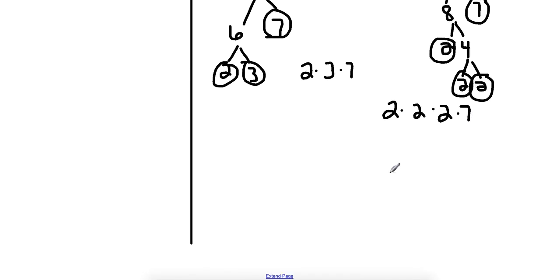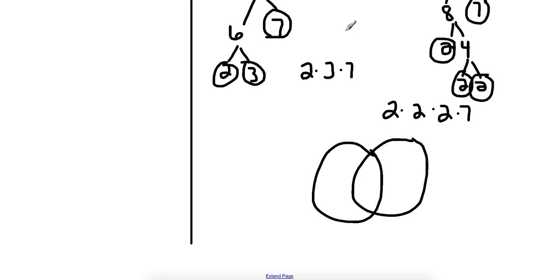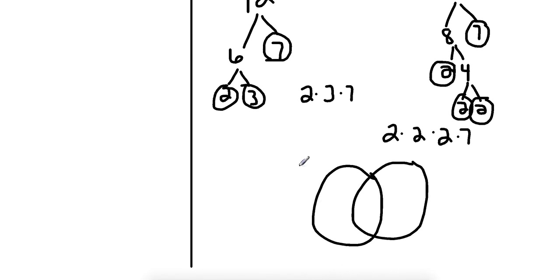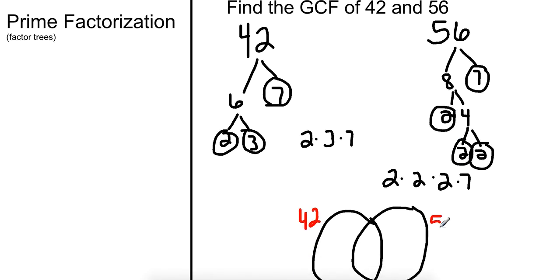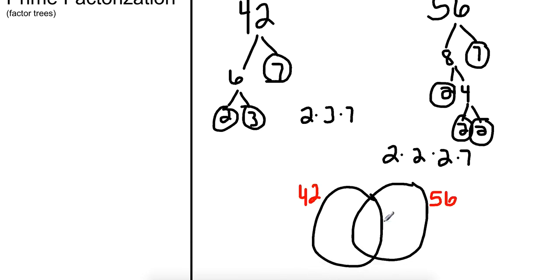So what I'm going to have you do now is make a Venn diagram. A Venn diagram is two circles that overlap. In a Venn diagram, this side represents the number 42, and this circle represents the number 56. But what we're looking for is just what they have in common. So let's look. This one has a 2 and this one has a 2. So I want you to cross them off because they have one 2 in common. It's not two 2's. They have one set of 2's in common. That's it. They don't have any more. But they do have a set of 7's. So they each have a 7 that's in common.